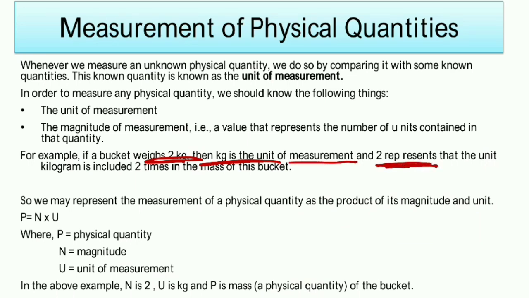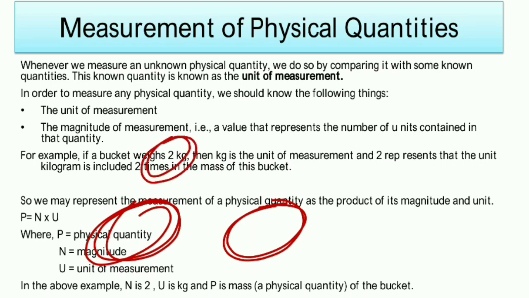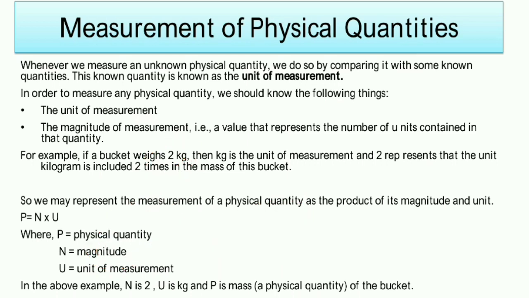the unit kilogram is included 2 times. 2 represents that the fixed quantity has been compared 2 times, meaning 2 times it has been taken. This is the kg, this is the kg. So 2 is showing the repetition, or the number of times, of the known quantity. So 2 represents twice the fixed quantity. If we talk about 3 kg, it means thrice the fixed known quantity. So that is known as the magnitude. Kg is the unit, and 2, 3, 4, 5 are the magnitude.